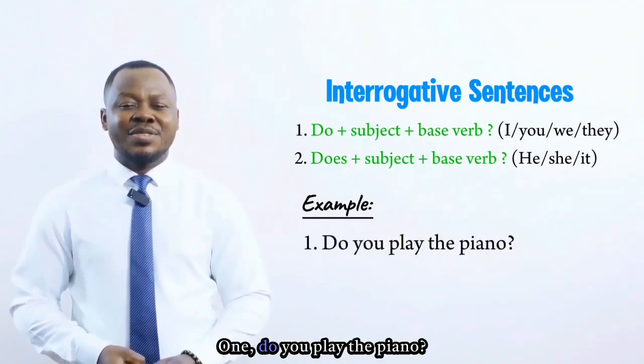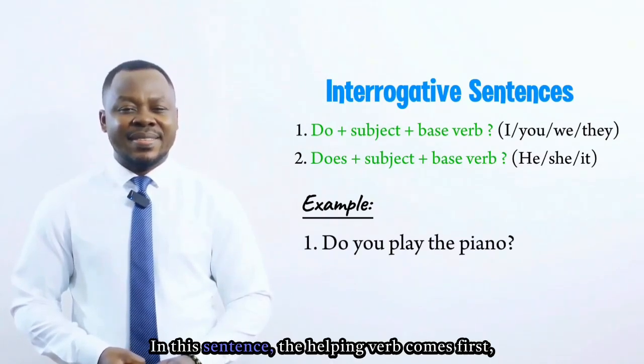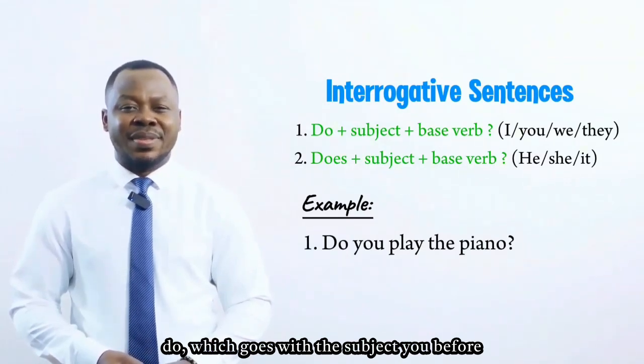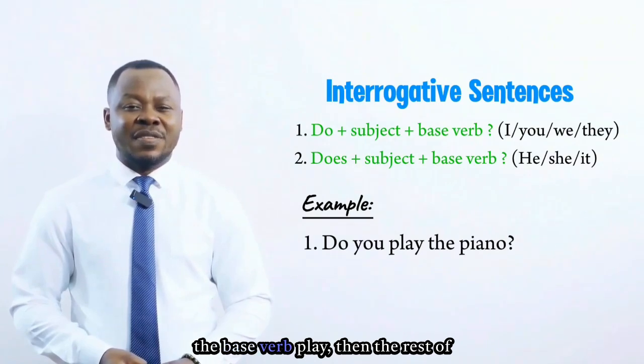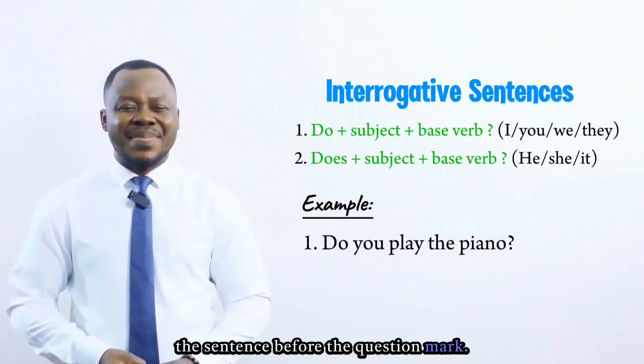1. Do you play the piano? In this sentence, the helping verb comes first, do, which goes with the subject you before the base verb play. Then the rest of the sentence before the question mark.